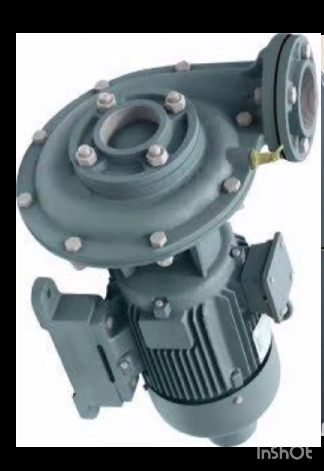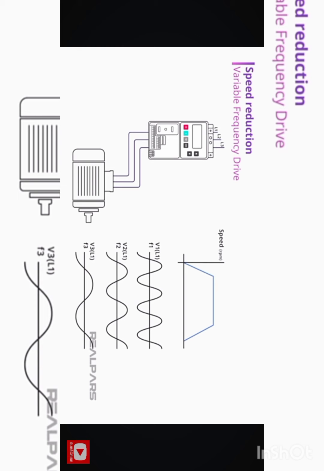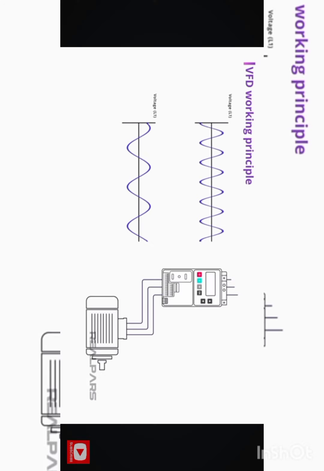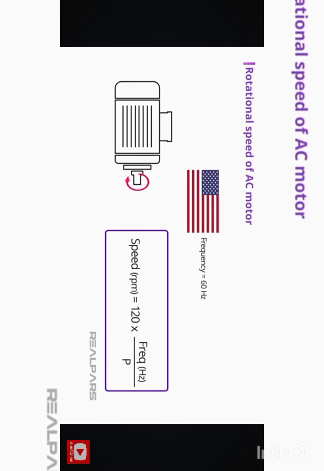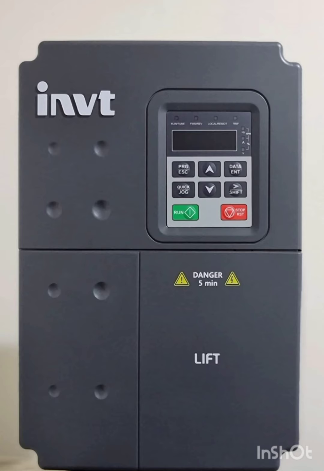Okay, let's try to understand its function. We provide AC input, three-phase AC input, to the VFD. The VFD then changes this AC input into DC voltage and DC supply. And after that, in the third stage, this DC supply is changed into AC voltage again, but it has variable frequency.